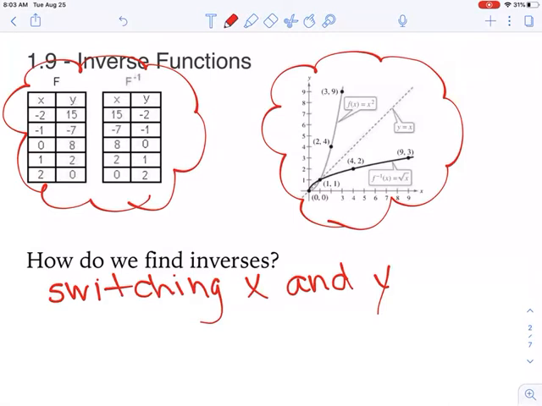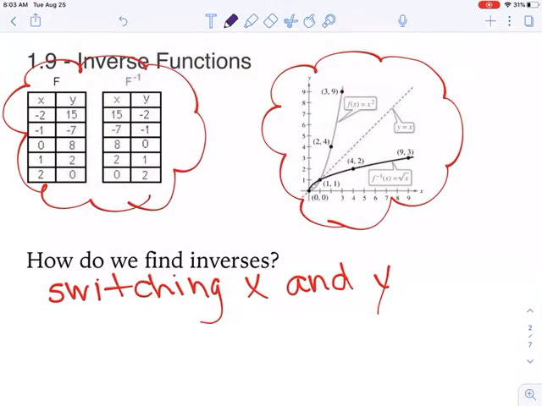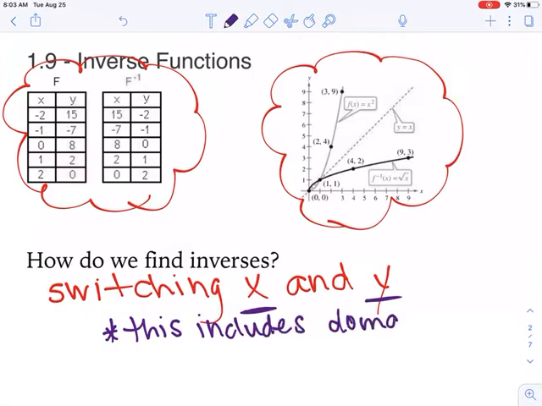I know that this is something that you talked about in Algebra 2, and you did some pretty basic examples in Algebra 2. We're going to do some examples that are a little bit more algebra intensive, and we're going to also focus on the domain and range. So since we're switching x and y, this is also going to include our domain and range.